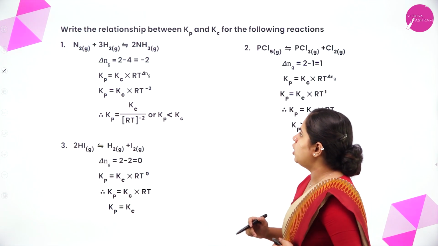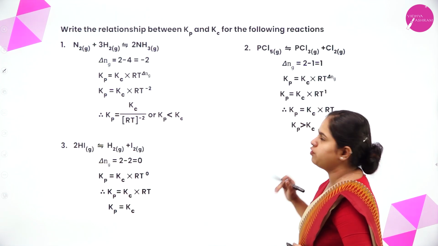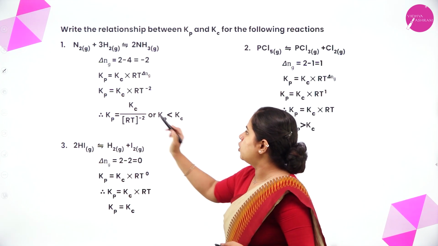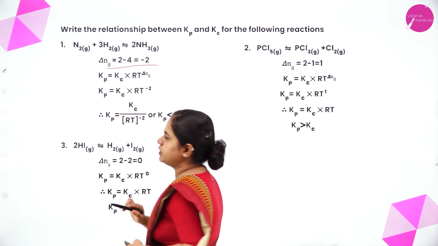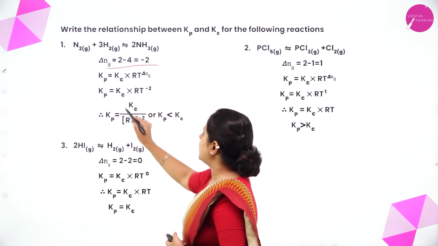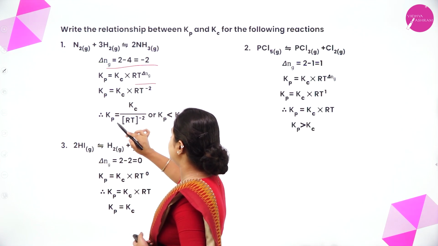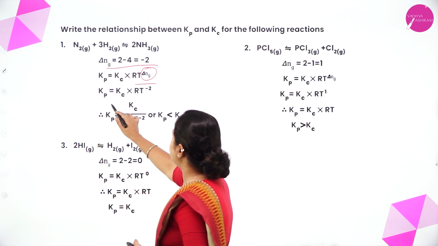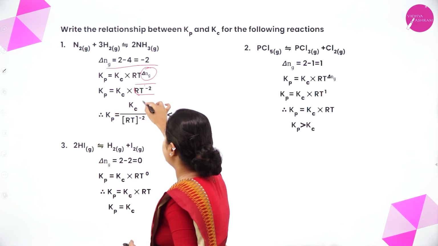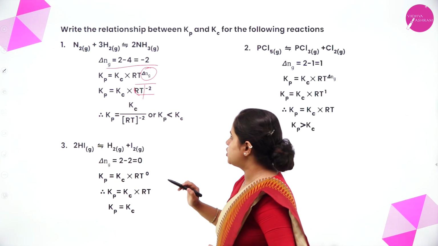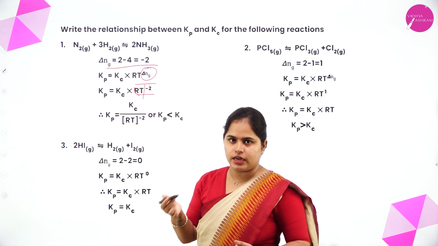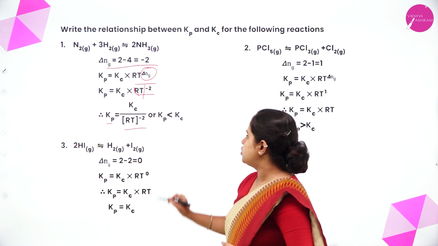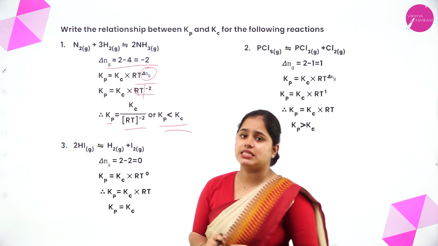Okay. So now moving on, write the relationship between Kp and Kc for the following reactions. So the reaction is already given. This reaction we have already just discussed now. So as you can see here, delta Ng we calculated 2 minus 4 which is equal to minus 2. Kp is equal to Kc into RT raised to delta Ng. So here in delta Ng we are going to substitute the value minus 2, right? So Kp will be equal to Kc into RT raised to minus 2. So raised to minus 2 means we can write it in the denominator as well, as Kp is equal to Kc by RT raised to 2. So what does that indicate? Kp will be less than Kc.